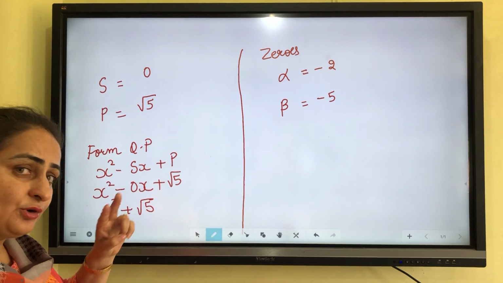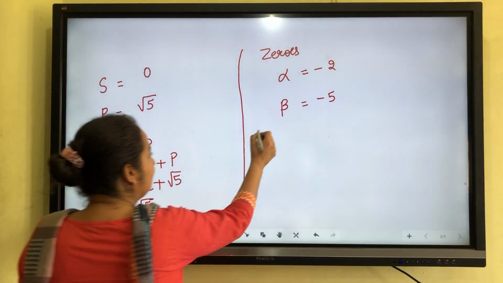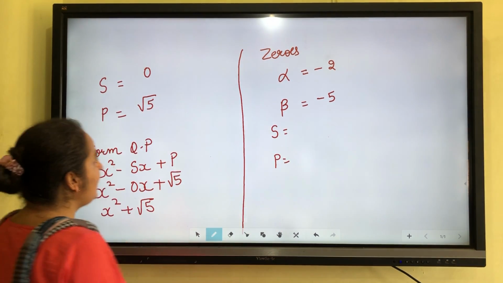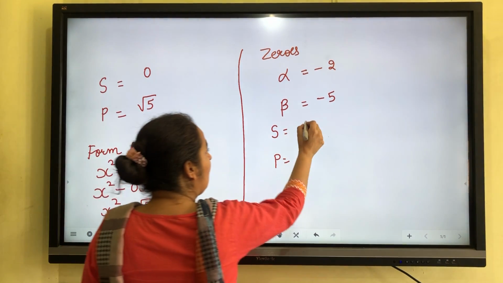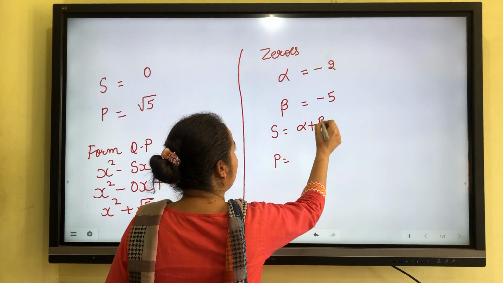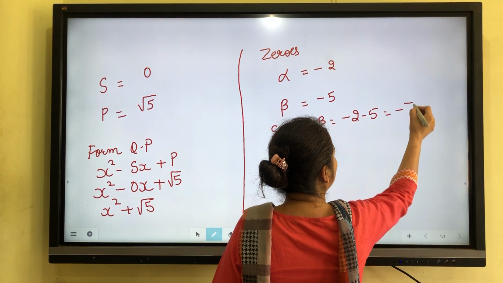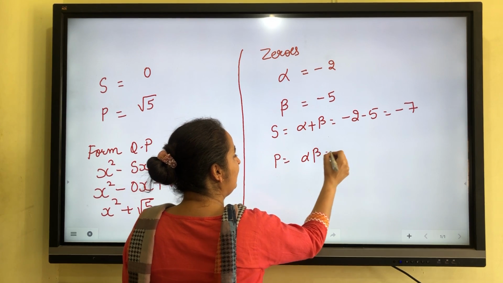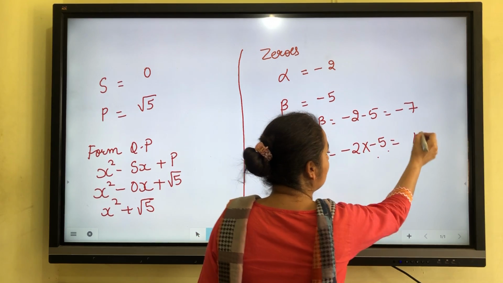Now if you know the two zeros of the polynomial, what you want to find here is the sum and product. Firstly we will find these two values. How will you find the sum? That is alpha plus beta, -2 minus 5 equal to -7. And what about the product? Alpha multiplied by beta, -2 times -5, that is equal to 10.